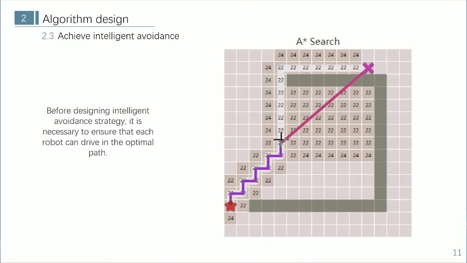Before designing the intelligent avoidance strategy, it is necessary to ensure that each robot can drive on the optimal path. Here, this paper improves the A-star algorithm to further improve the optimization effect.